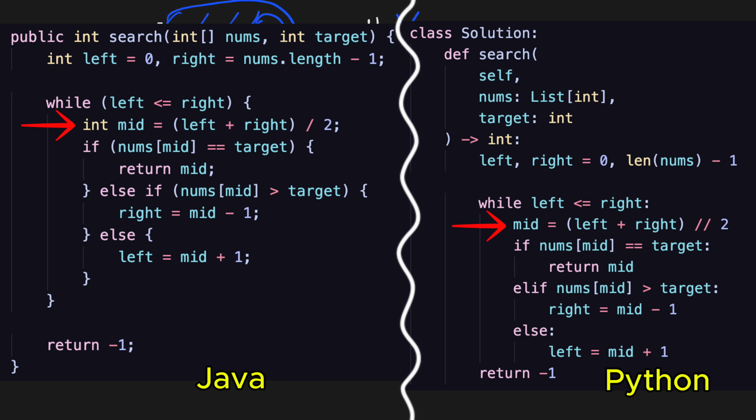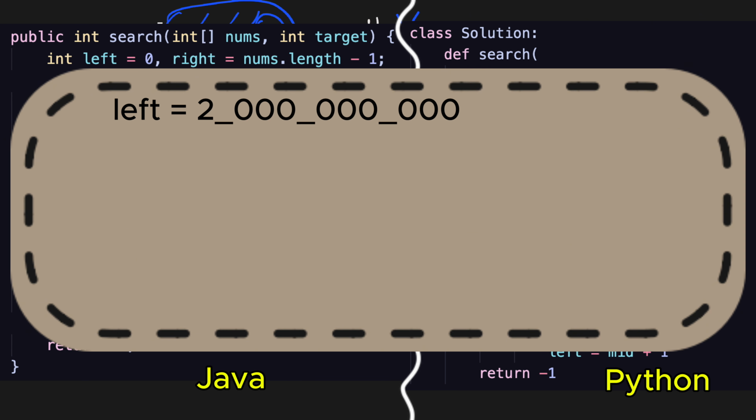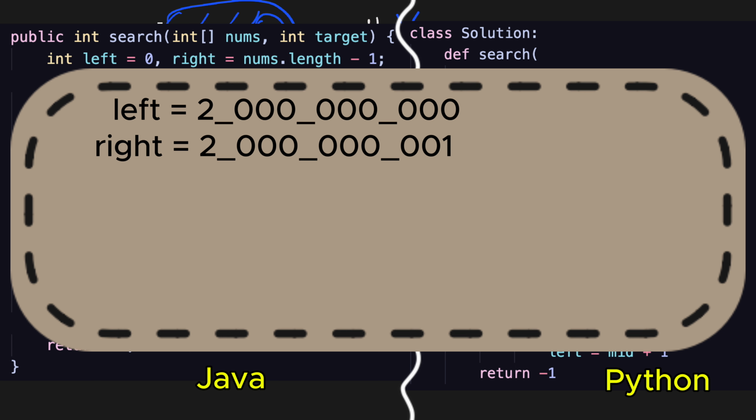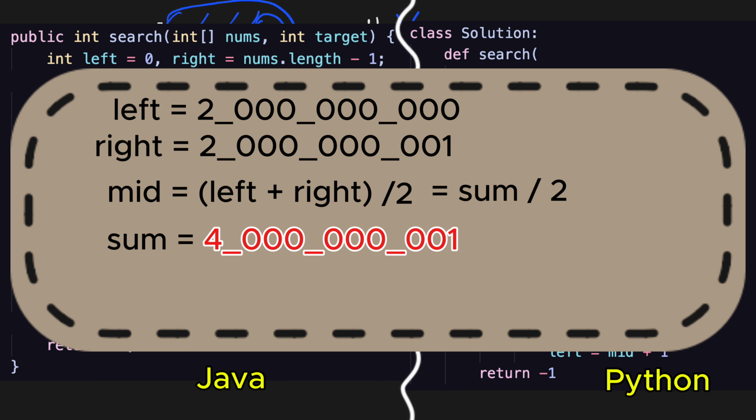However, when the left and right elements are large numbers close to maximum values, like integer.max value in Java or sys.max size in Python for integers, left plus right can exceed the maximum integer limit, leading to the overflow. For example, if left is 2 billion and right is 2 billion and 1, and now if we try to calculate the mid, first we will do left plus right and then divide by 2. So when we are summing up these numbers, we will get 4 billion and 1, which will exceed Java's integer.max value, which is roughly 2.1 billion and cause the overflow. In Python, it will not cause the overflow, but this formula still introduces potential inaccuracies when working with extremely large ranges.